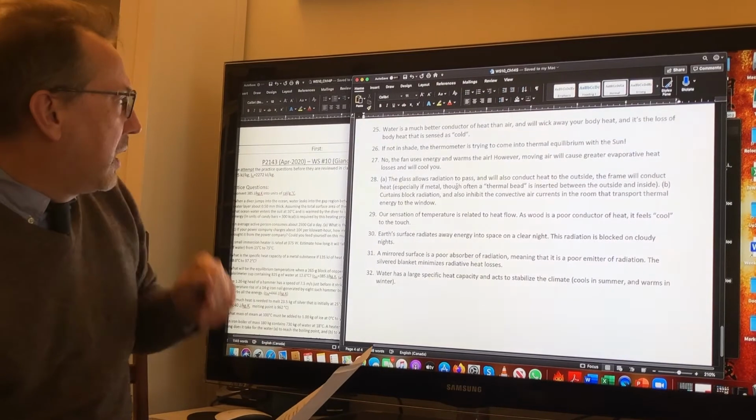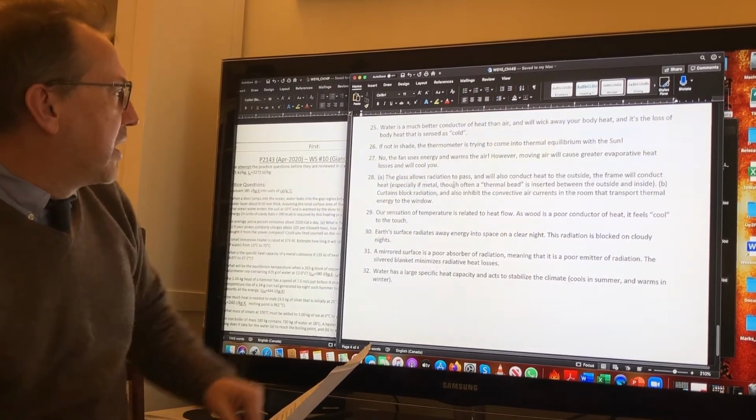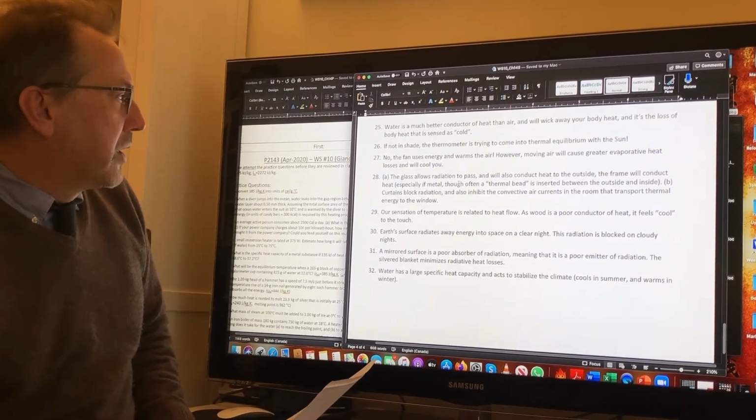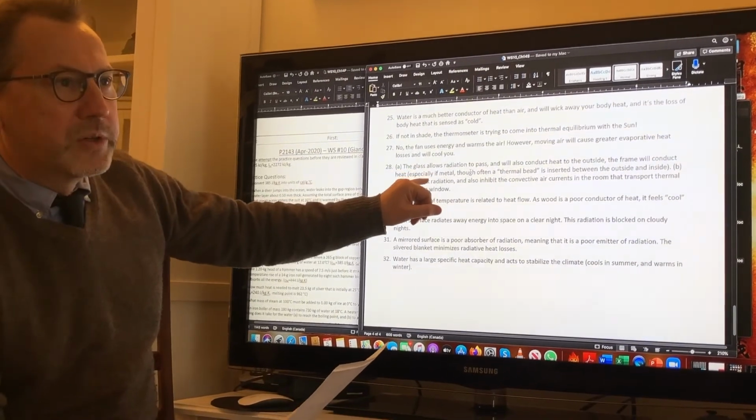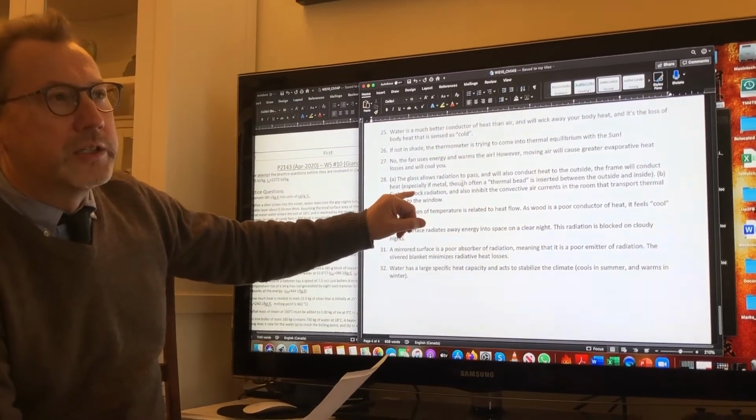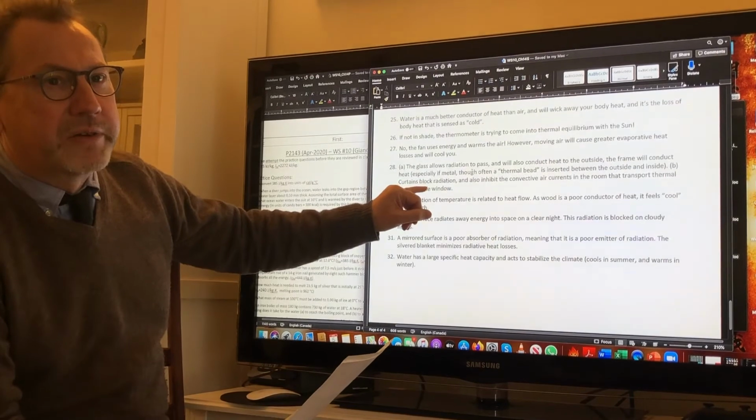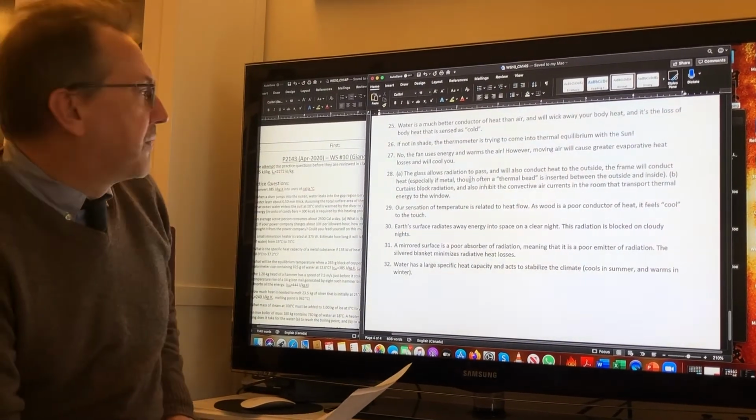okay? But the glass will allow radiation to pass. Some modern windows are filled not with air, but I think with argon, because argon blocks the infrared radiation from radiating out of the window.